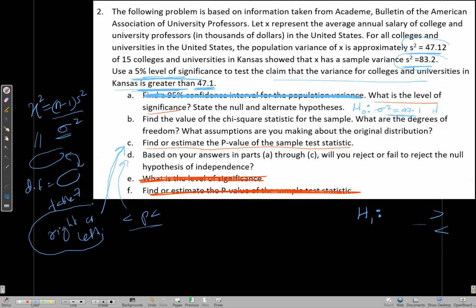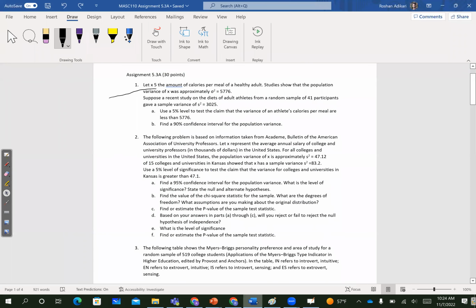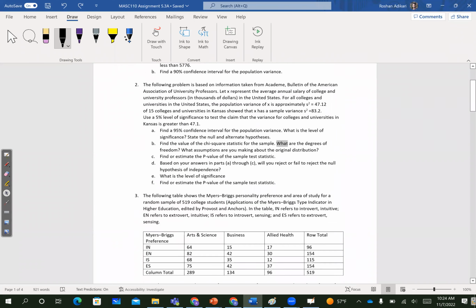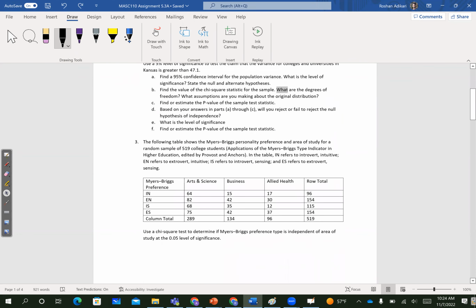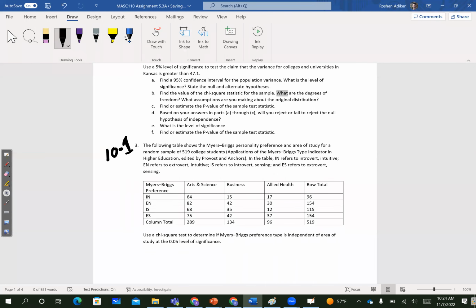Now, 10.3, well, let me explain it here. Not 10.3, 5.3, question number 3. This actually belongs to 10.1. I already explained it, so watch my last video for hints.